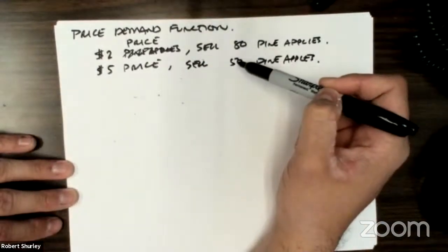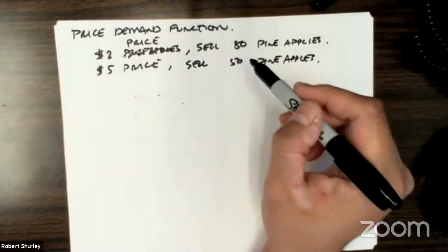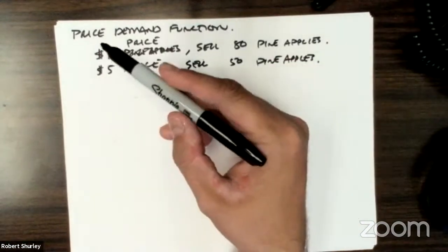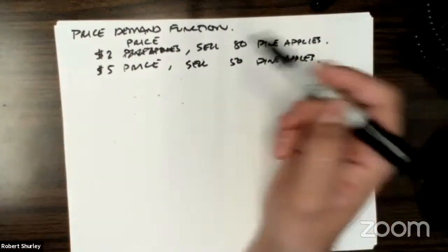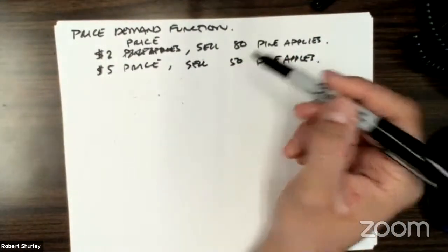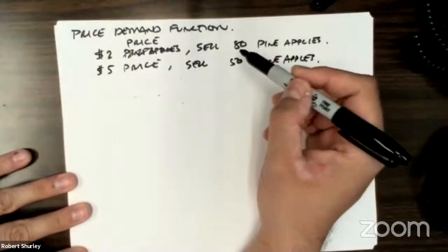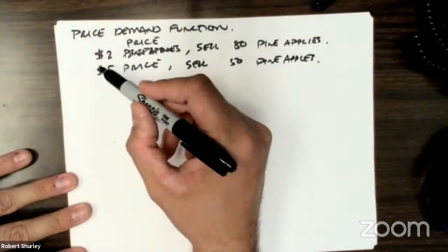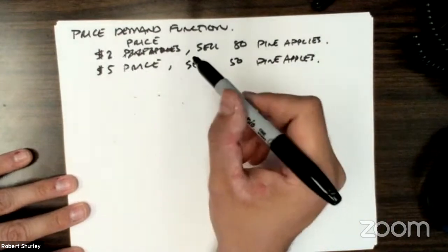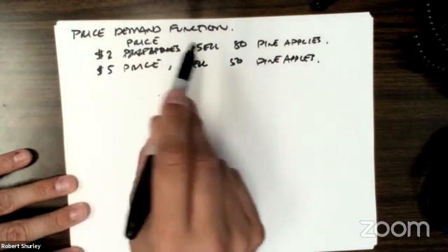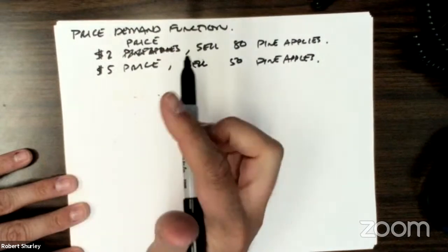5 times 50, oh hey, that's $250, right? We actually made more by upping the price here. At $2 you sold 80, that's $160. At $5 you sold 50, that's $250. Even though we sold fewer pineapples, it was worth increasing the price, okay? But what's neat about this is it creates two coordinates for a graph, okay?